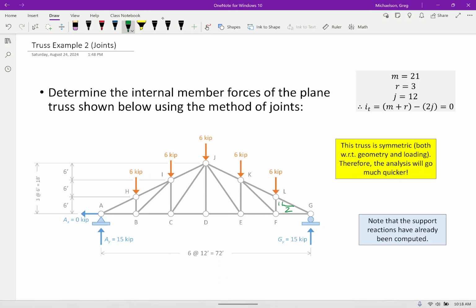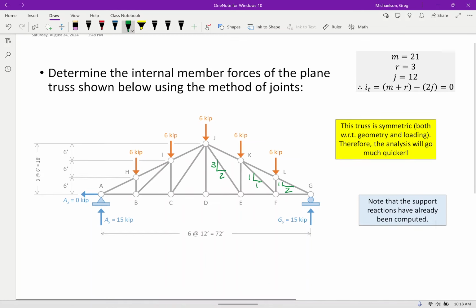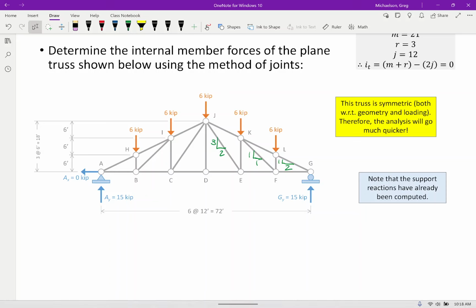What about this one? What's this one going to be at? 1-to-1. That's going to be at a 1-to-1 slope ratio. What about this one? 3-to-2. Does everybody see that? And again, the same thing is true on the mirror images. So this is at a 3-to-2. This is at a 1-to-1. Okay, so far so good?